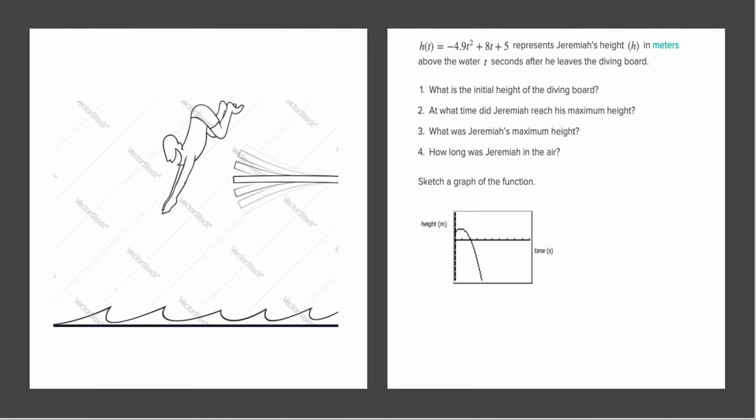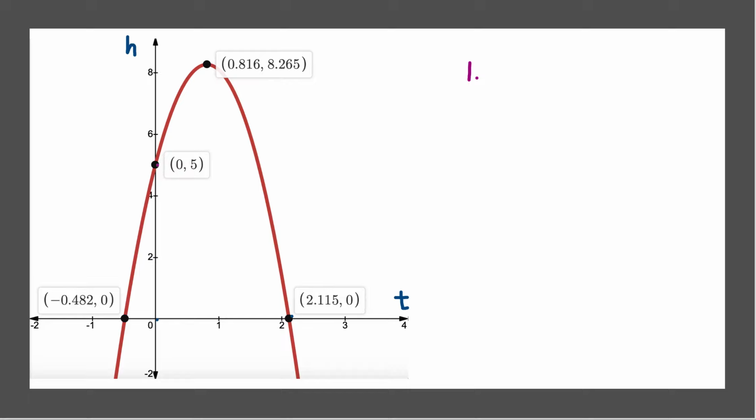Let's start with question 1, and let's see what it is asking. Question 1 asks, what is the initial height of the diving board? The initial height is 5, because the first coordinate represents the time, and the second coordinate, the y coordinate, represents the height. So the height was 5 meters. The diving board, where Jeremiah was jumping from, was 5 meters. This is the answer to question 1.